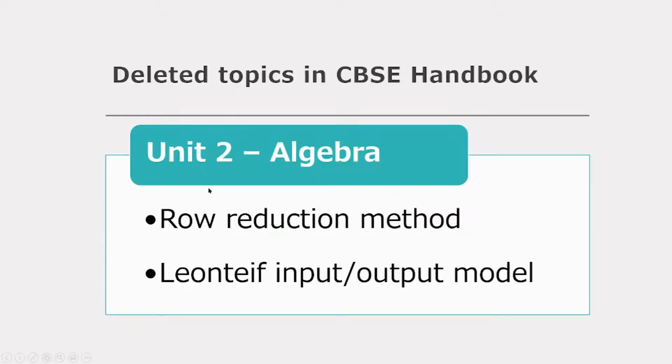And next in the second unit, algebra, row reduction method is not included for the session 2022-23. And one more topic which is deleted is Leontief input-output model. This is exercise E. It is on page number 2.49 and 2.50. So this exercise on Leontief input-output model, it is not there. Row reduction method, it is included as a part in the previous exercise. This method is also not included.